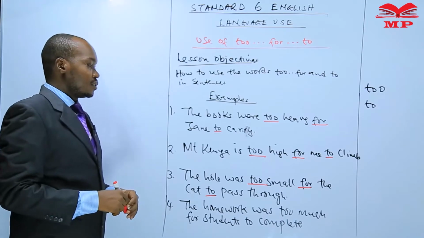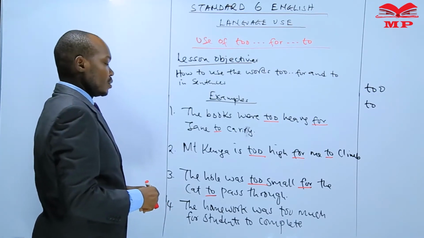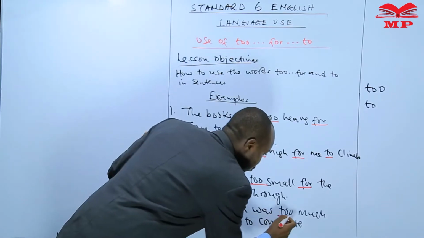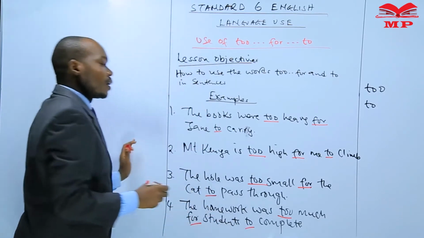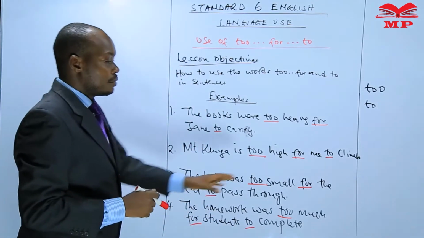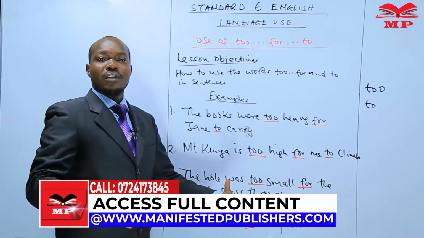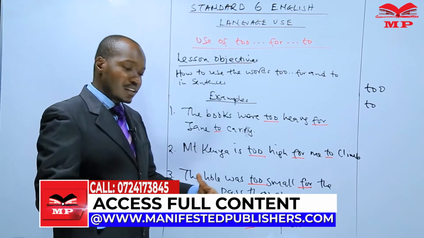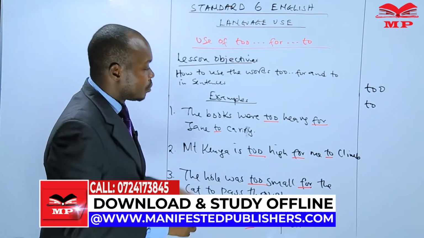Next sentence. The homework was too much for students to complete. It means they were given homework, but the load was a lot. It was just too much. Yes, they tried to do it, but they could not manage. So it was somewhat impossible.